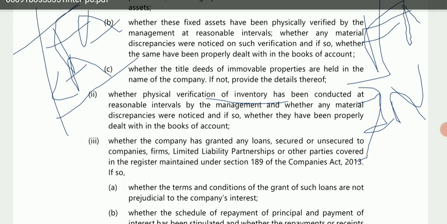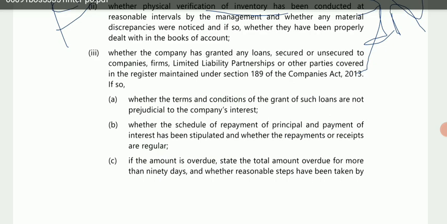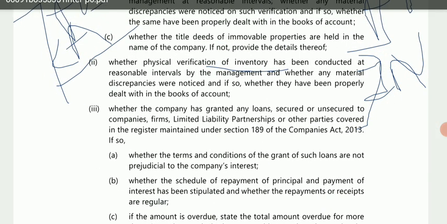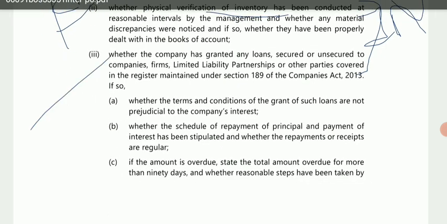So what all do you have to disclose regarding inventory? Again, whether physical verification of inventory has been conducted at reasonable intervals by the management, and, repeating the same lines, if any material discrepancies were noticed, whether they have been properly dealt with in the books of accounts. That means the real situation of inventory should be reflected in the books of accounts as well. Now your asset side is over for CARO, and you have to move on to the liability side.